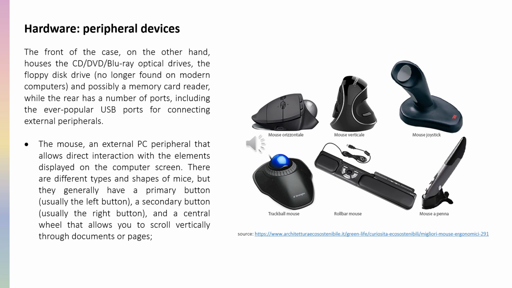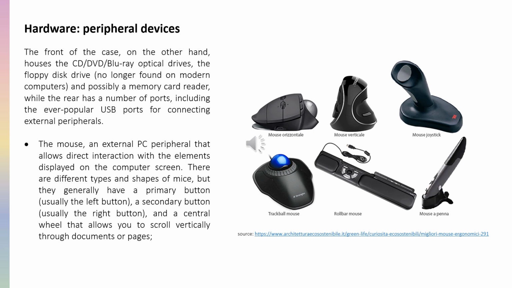Computer hardware can be internal, as the one we mentioned above, and external. For example, the front of the case houses the CD, DVD, and Blu-ray optical drives, the floppy disk drive, no longer found on modern computers, and possibly a memory card reader, while the rear has a number of ports, including the ever popular USB port, for connecting external peripherals.